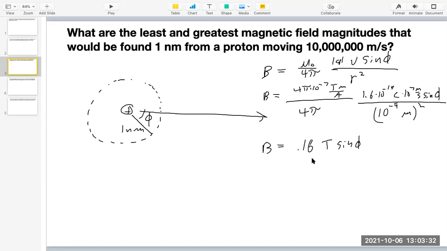So the maximal value that this would be is 0.16 Tesla. And the minimum magnitude that you'd get from this is 0. So directly ahead and directly behind, there would be no magnetic field from this particle, and 90 degrees off from that, here and here, there would be a magnetic field of 0.16 Tesla.